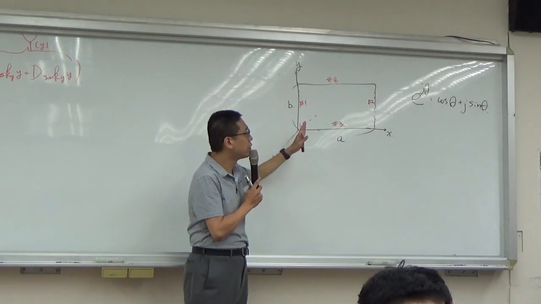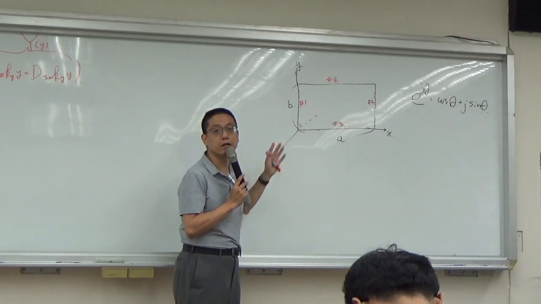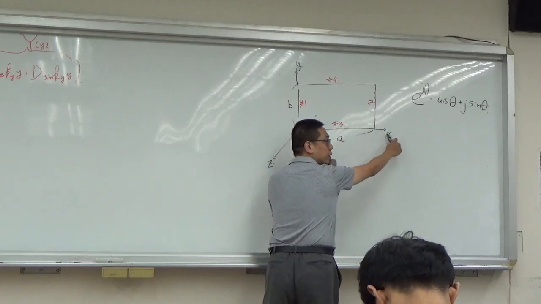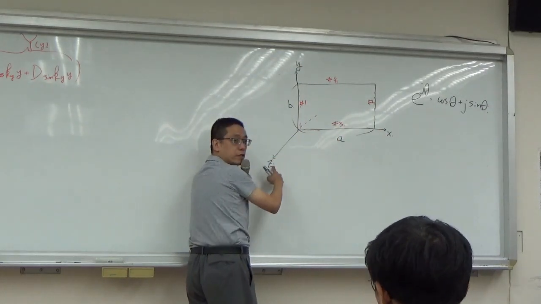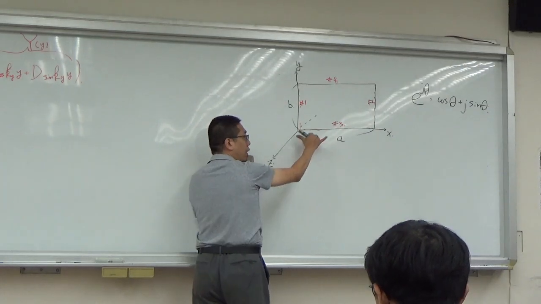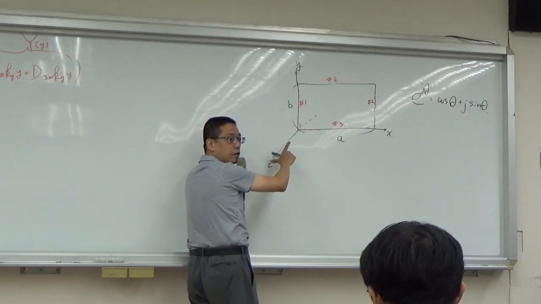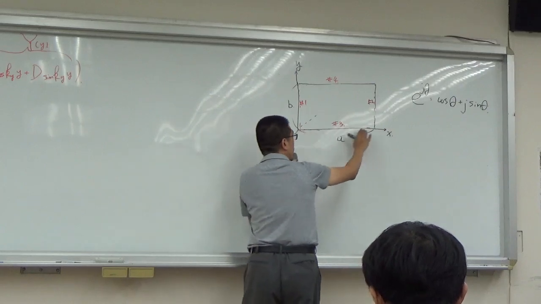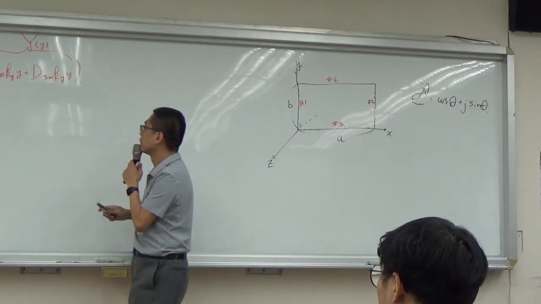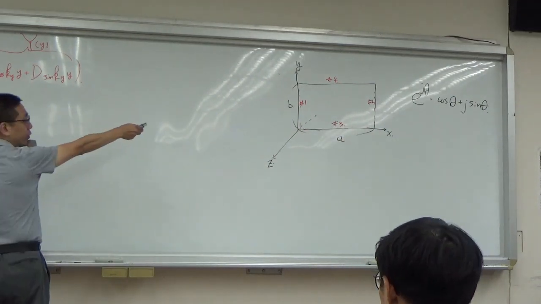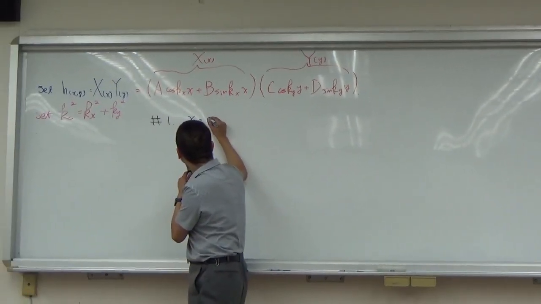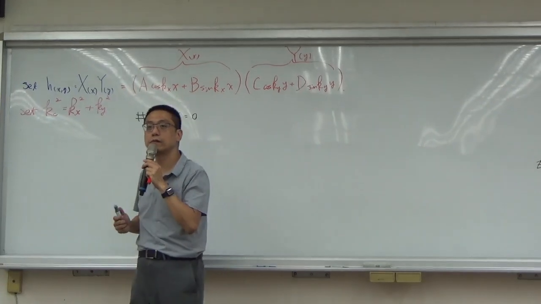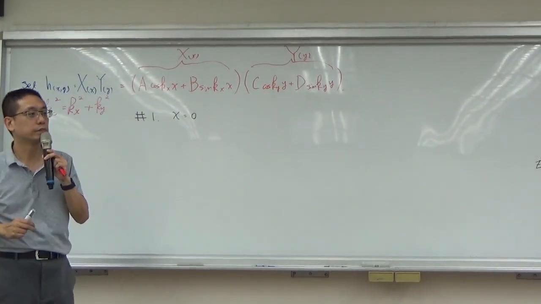Okay, on this coordinate system, if this is x, this is y, and then how long it is? It is z. X, y, and z. For this x, for boundary number 1 means x equals to 0. Okay?